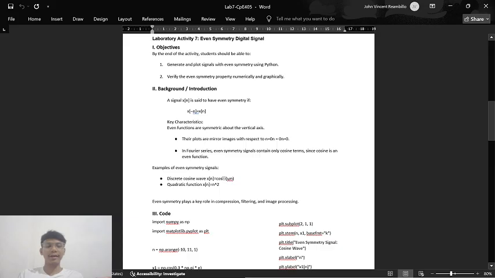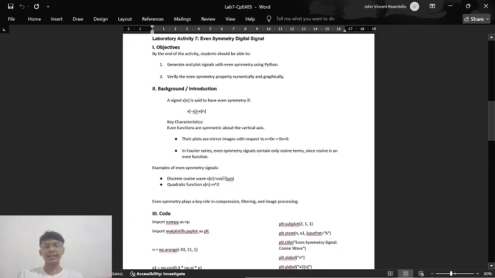A signal is said to have even symmetry when x of negative n equals x of n. This means that the signal is mirrored perfectly around the vertical axis, or n equals 0. In other words, the right side of the signal looks exactly the same as the left side.